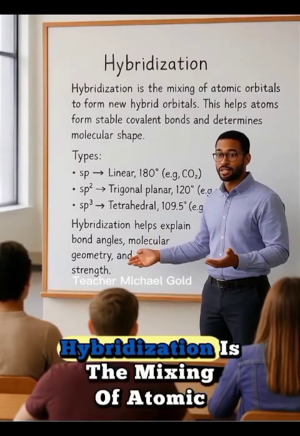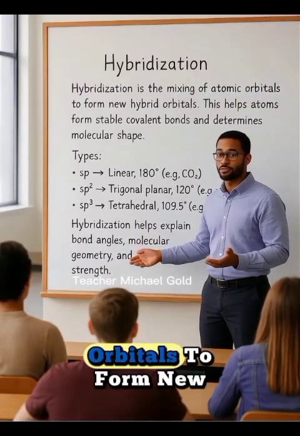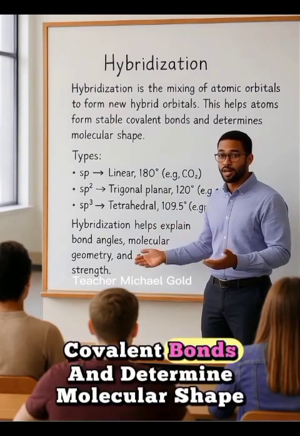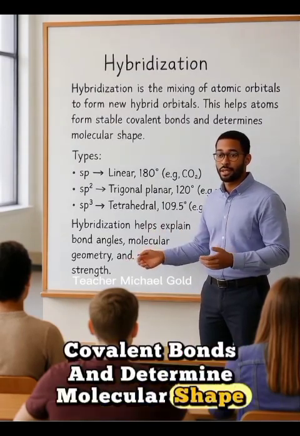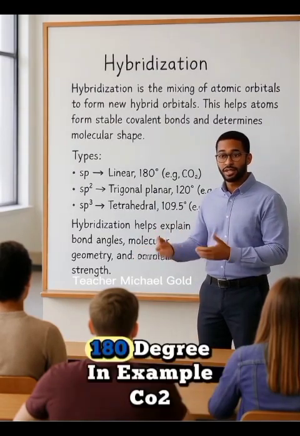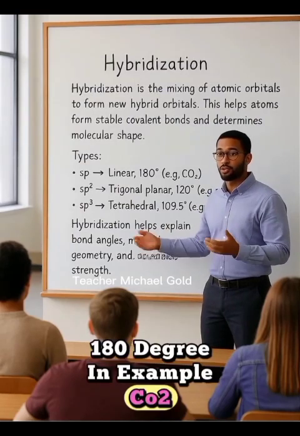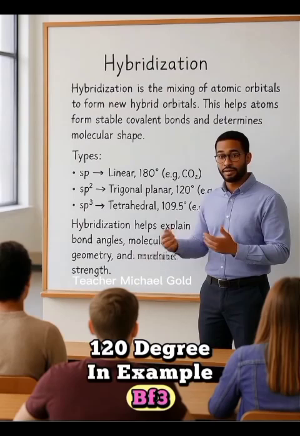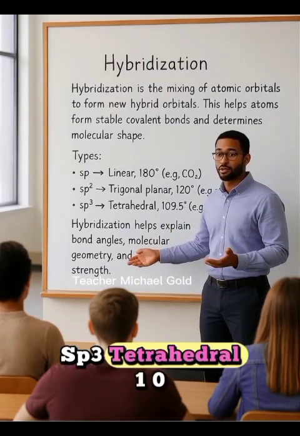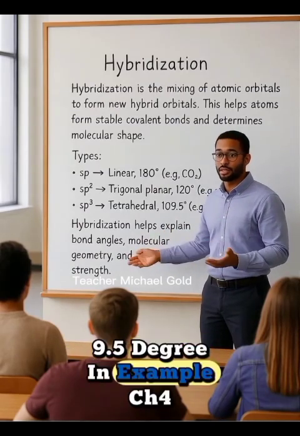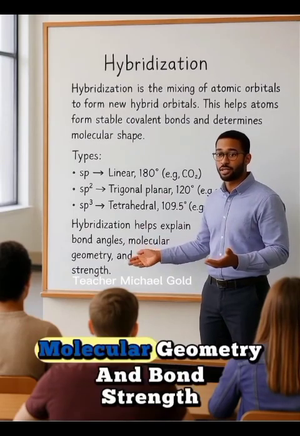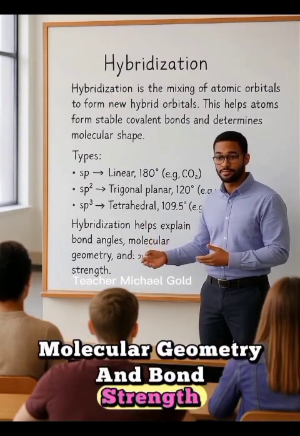Hybridization. Hybridization is the mixing of atomic orbitals to form new hybrid orbitals that help atoms form stable covalent bonds and determine molecular shape. Types: sp, linear, 180 degrees, example CO2; sp2, trigonal planar, 120 degrees, example BF3; sp3, tetrahedral, 109.5 degrees, example CH4. Hybridization helps explain bond angles, molecular geometry, and bond strength.